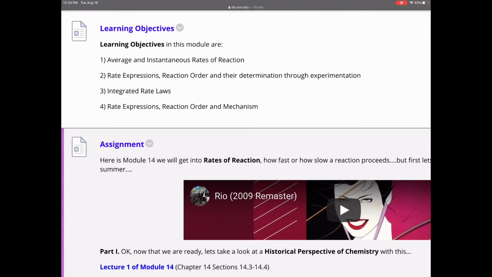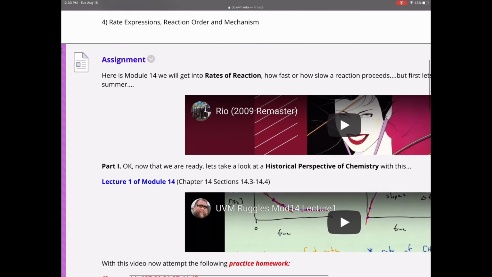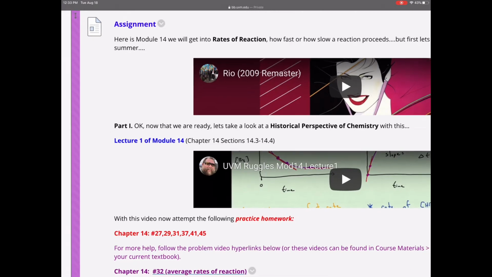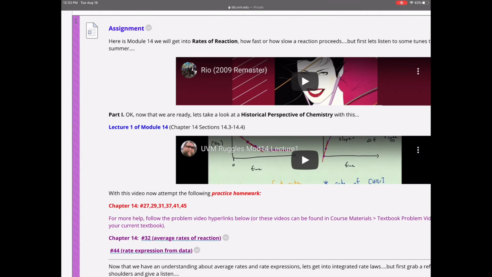And so we always have learning objectives. Here we're getting into rates of reactions and things of that nature. I always like a little music, so that's just to get us going with maybe a little Duran Duran there. And then we end up looking at the different parts of the assignment. Part 1, which is lecture 1, we see that blue heading, and then we see the chapter 14 and the sections associated with that lecture.